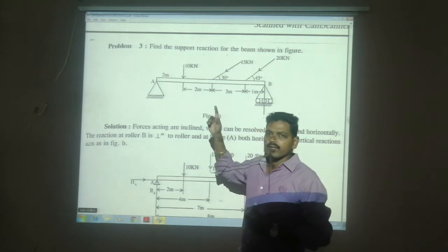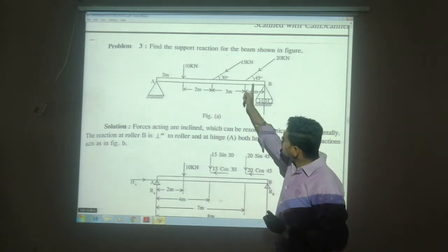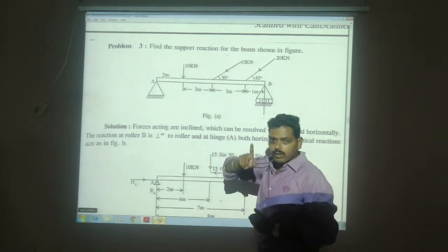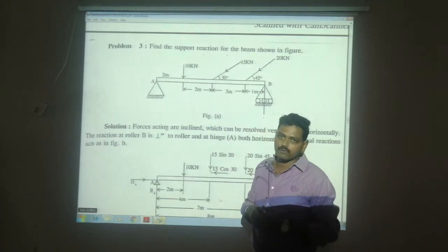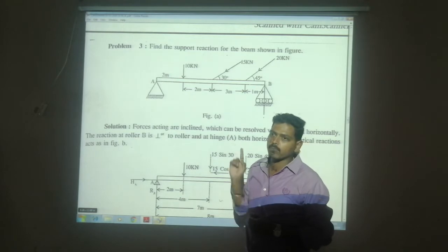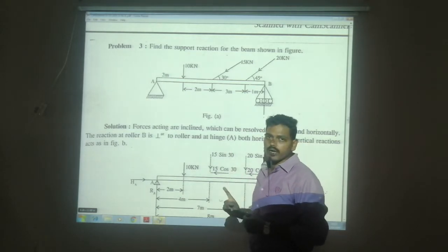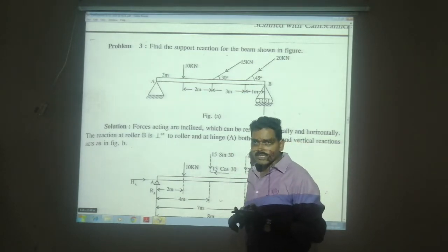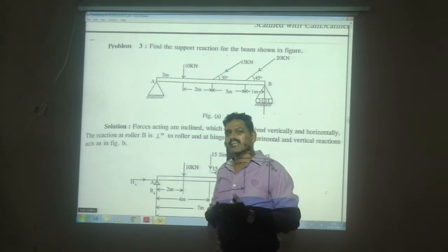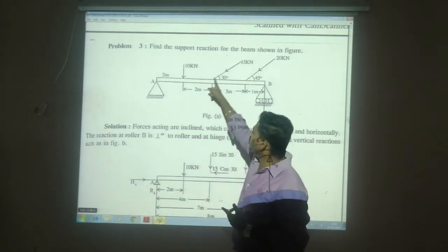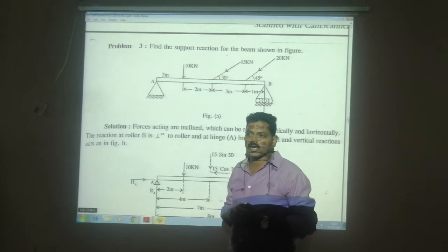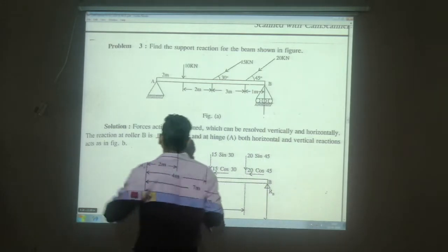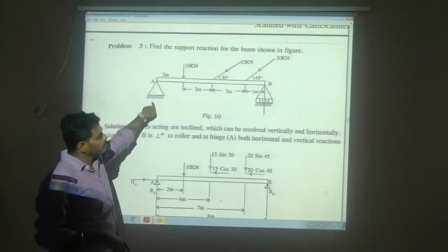Here there are different types of loads. It is the same kind of load, the point load, but one is vertically downward and the other two are inclined forces. We have to make a free body diagram in which the inclined forces are resolved into horizontal and vertical components. The same way, these two inclined forces should be resolved into horizontal force and vertical force.